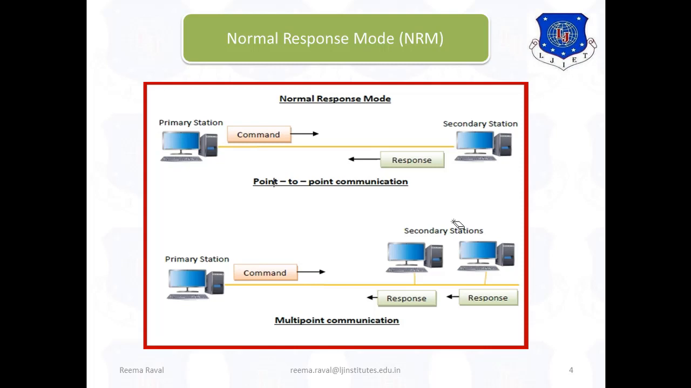As you can see from the diagram, the normal response mode has two types of communication. First one is point-to-point communication and the second one is multi-point communication. In point-to-point communication, the primary station and the secondary station will have only one-to-one communication, whereas in multi-point communication, there will be many secondary stations to which commands are given and from which responses are taken. This is the normal response mode.